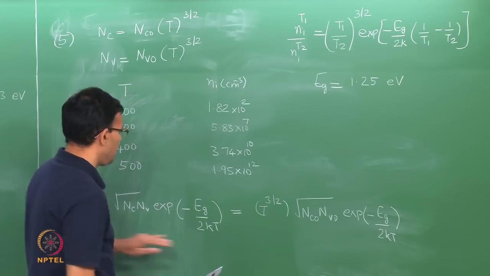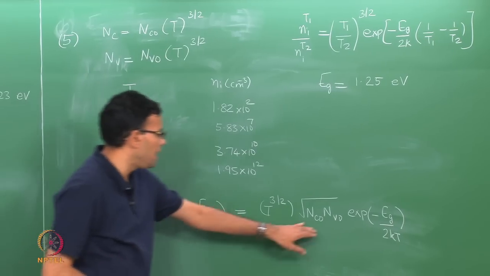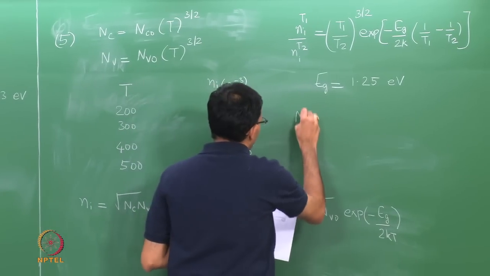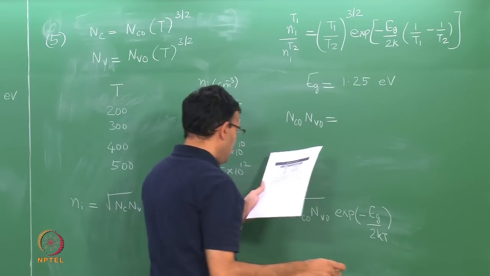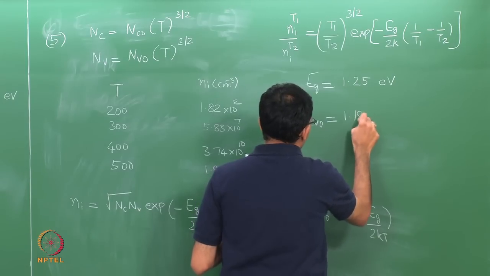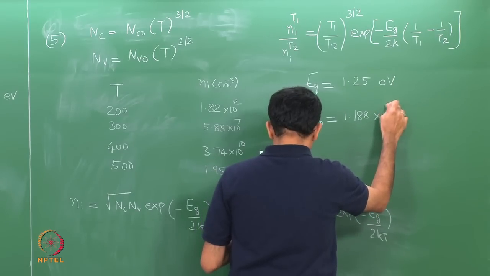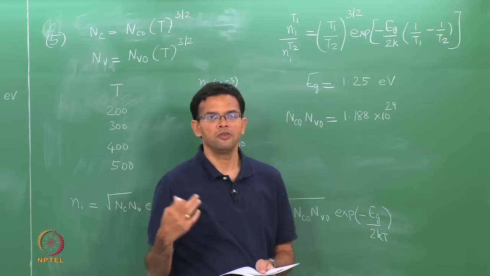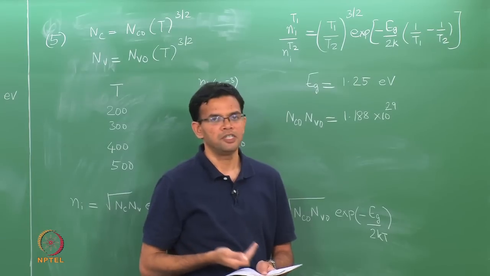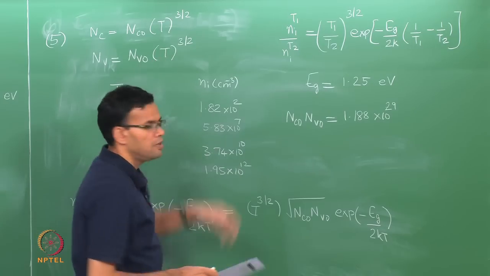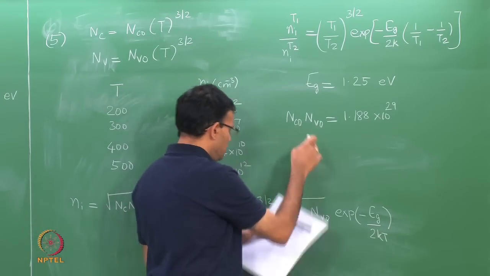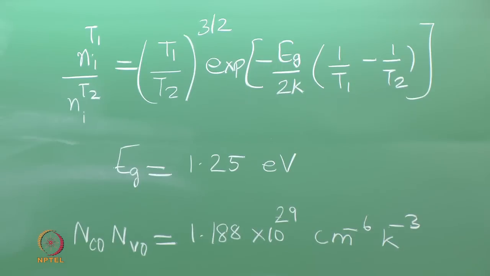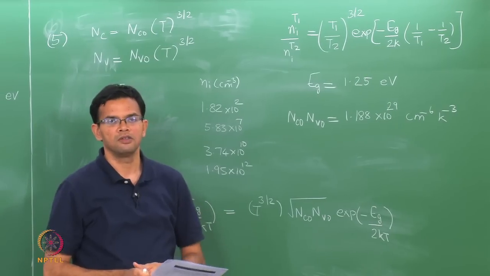Once you know Eg, you can substitute Eg for any of the temperatures and evaluate Nc naught and Nv naught. This is a temperature independent term. If you do that, Nc naught times Nv naught is nothing but 1.188 times 10 to the 29. The units here are crucial. The square root of Nc and Nv should have the units of per centimeter cube or per meter cube. In this particular question, this also depends on T to the 3 over 2. So, the units of this product is centimeter to the power minus 6, Kelvin to the power minus 3. That way, when we take the square root, units work out in the right way.